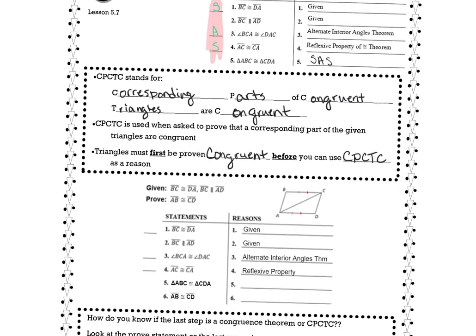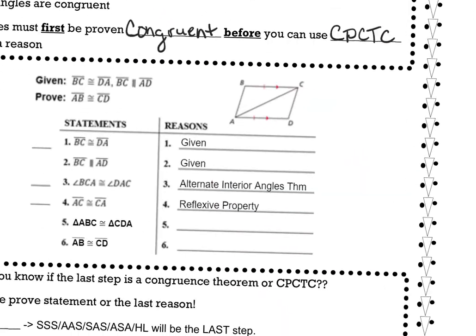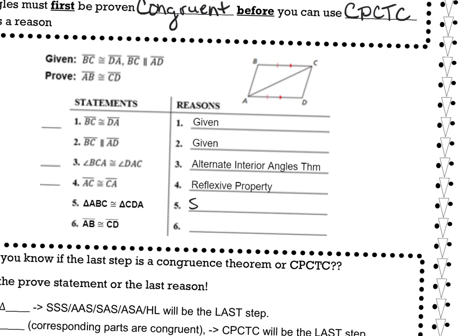And so we get the same proof that we just did above, right? I'm not going to go through and label it again. We know that this is SAS. And so a big telltale of when we can use CPCTC is when we're talking about something with a line symbol like this, or if it has an angle symbol.